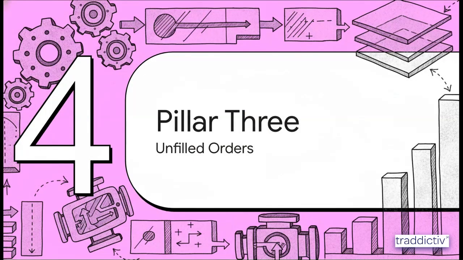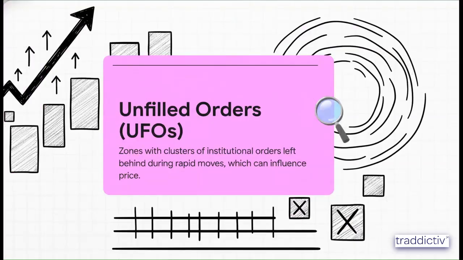And now for our third and final pillar. This one gives us a really unique look under the hood of the market. This goes beyond price charts and momentum and gets into the world of order flow. I want you to imagine a price moves so incredibly fast that a huge institution can't get all of its buy orders filled. Well, those leftover unfilled orders, or UFOs, they don't just disappear. They represent a pocket of demand that's still waiting at that price level. These zones act like footprints, showing us exactly where the big players wanted to buy before and where they're likely to defend if price ever comes back.